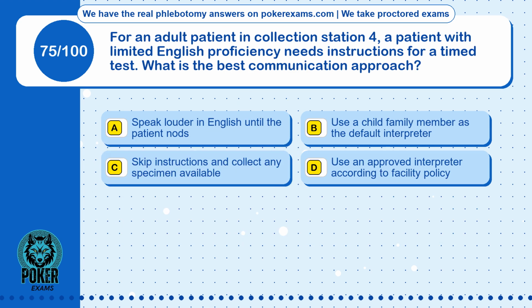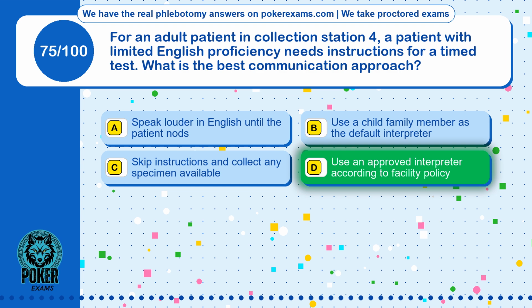Question 75. For an adult patient in Collection Station 4, a patient with limited English proficiency needs instructions for a time test. What is the best communication approach? Option A, speak louder in English until the patient nods. Option B, use a child family member as the default interpreter. Option C, skip instructions and collect any specimen available. Option D, use an approved interpreter according to facility policy. The correct answer is option D. Use an approved interpreter according to facility policy.